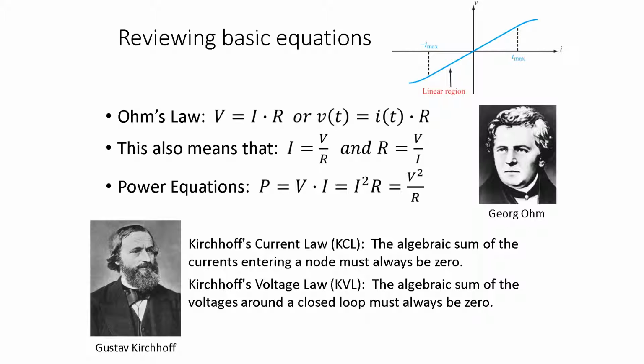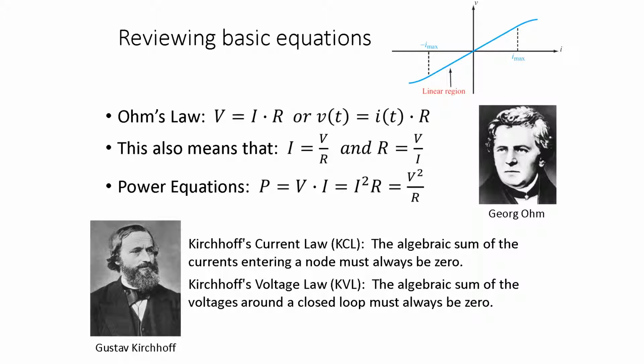Finally, we have the power equations. P equals VI. Power, which is in watts, equals V, which is in volts, times I, which is current, in amps. So volts times amps equals watts. And interesting there, you see also I squared R and V squared over R. So how do we get those?